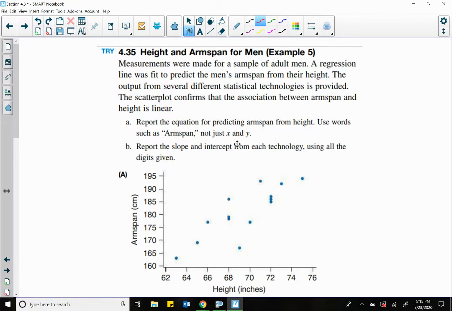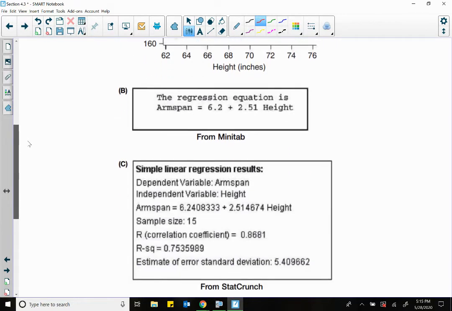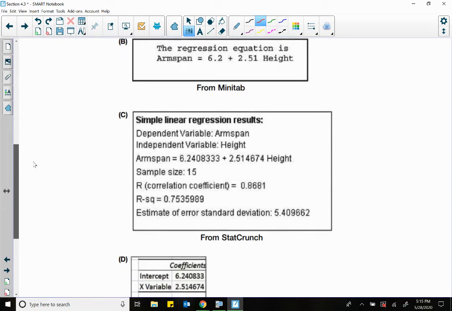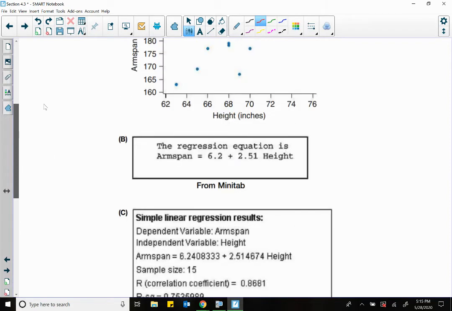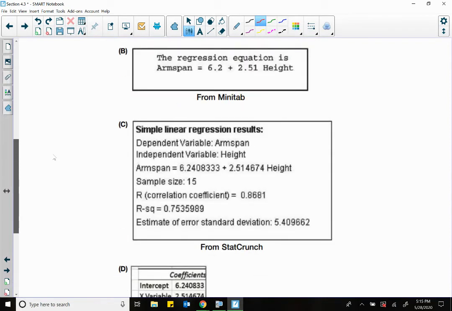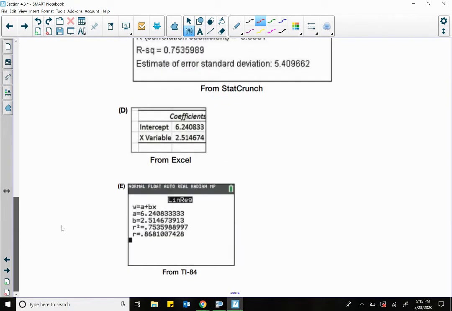So they want us to, part A, report the equation for predicting arm span from the height, okay? And use arm span and not just X and Y. So based off this information down here, can you tell me the equation of our regression line? Okay. So let me kind of bring this information up. Actually, looking at this information, go ahead, pause the video and tell me the equation based off of what you're seeing right here.